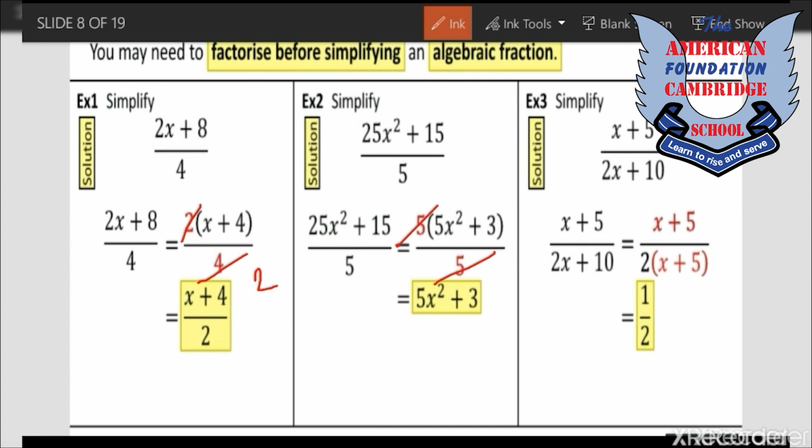Example number 3. Simplify x plus 5 upon 2x plus 10. As you can see, we cannot factorize the numerator here. X plus 5 is already in simplified form. You cannot factorize it further. You are just supposed to factorize the denominator in this case. Extract the common factor 2 from the denominator. You will have x plus 5 in the bracket. Later on, this x plus 5 can be cancelled. Like this, and your final answer will be 1 upon 2.